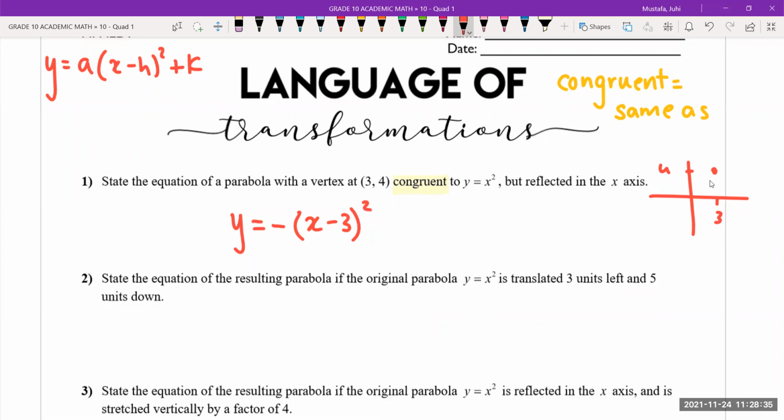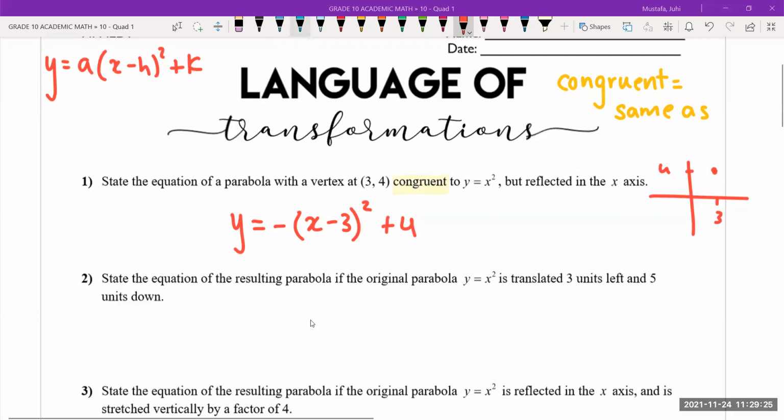And our parabola is also moving up 4 units. So how do I represent that here? It's just going to be a plus 4. And that's going to be the final answer. So you just take it in parts and go one transformation at a time.